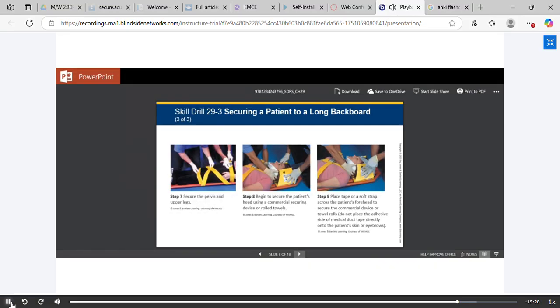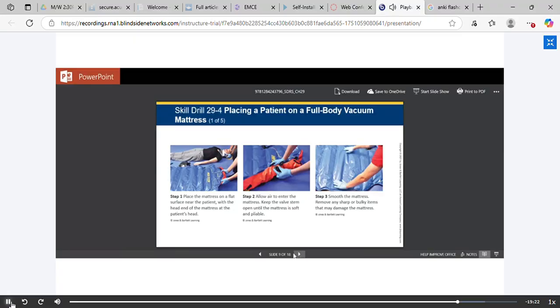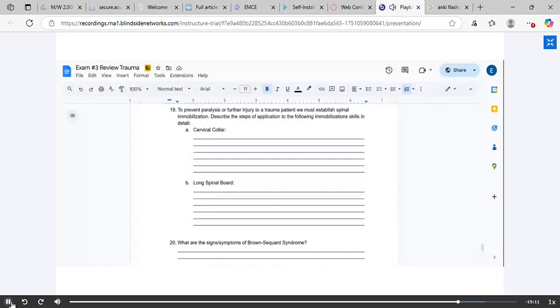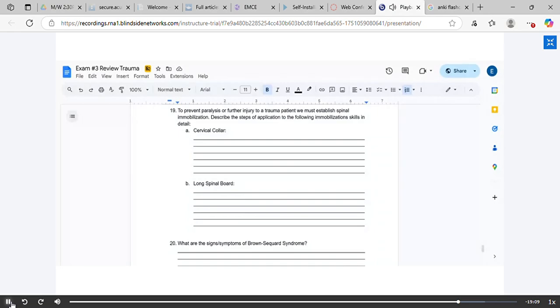The head is always last. Always, always last. And not until we secure the head is when your partner, whoever is holding C-spine, can stop holding manual. Okay? So just making sure that we do that properly, and we're not furthering a patient's injury by putting our patient in C-spine and on a backboard. That's the most important thing. Just make sure that it's on appropriately.